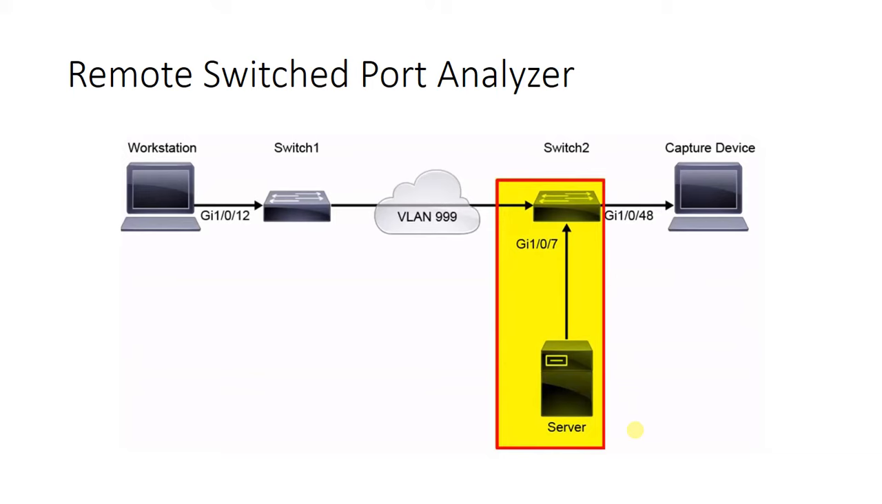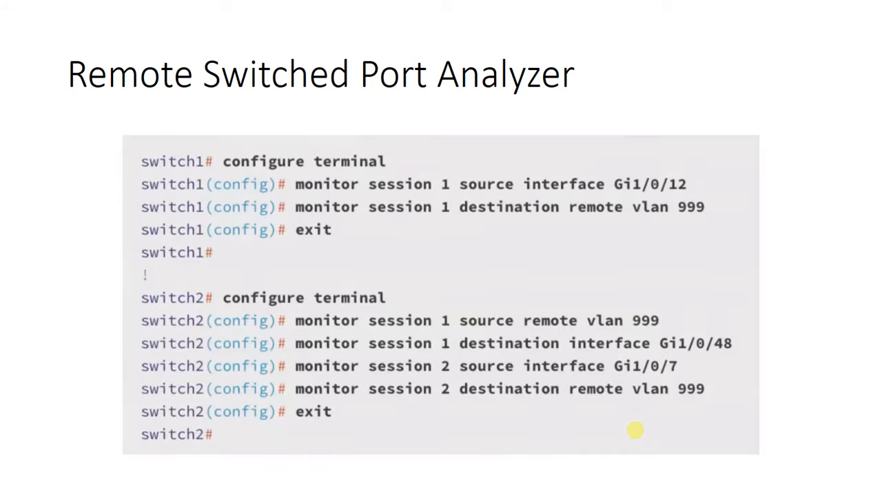The configuration is similar to local SPAN, but as you can see, some commands are directed to VLANs instead of ports. On switch 1 in global configuration mode, type monitor session 1 source interface Gig 1/0/12, which connects the workstation to the RSPAN session. Next, type monitor session 1 destination remote VLAN 999. The number 1 after session is the name of the session.